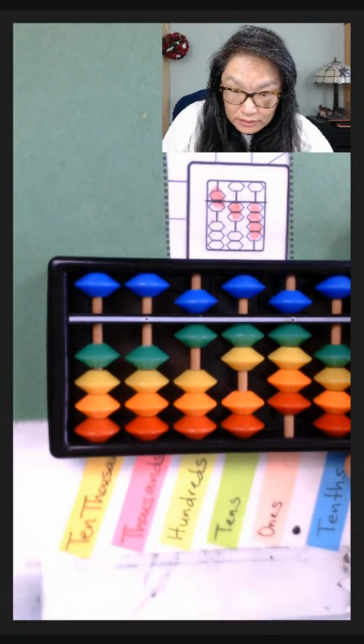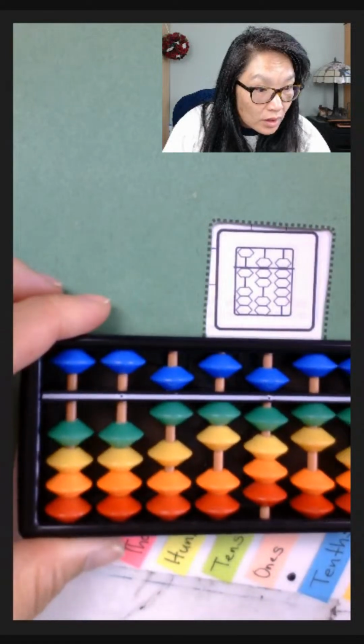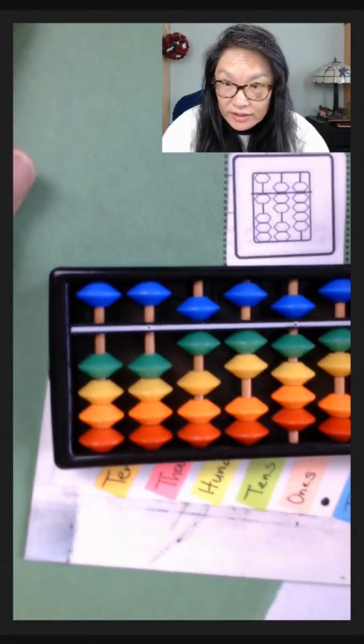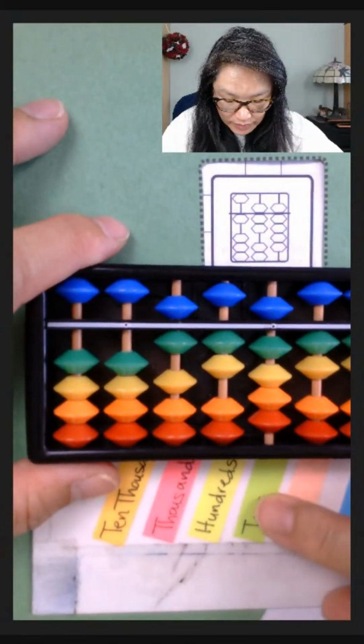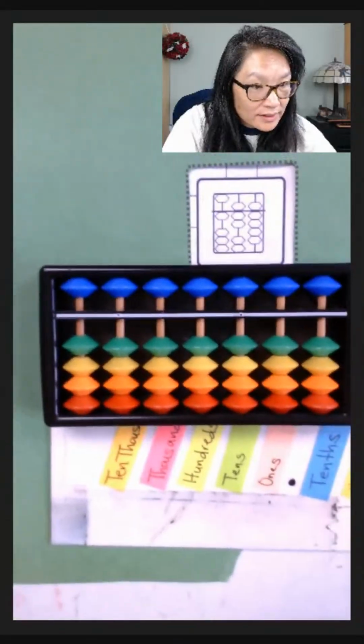Thank you, Eddie. Thank you for commenting. Does that make sense? Is this just to visualize the larger numbers? No, Candace. It does adding, subtracting, multiplication, and division. But for right now, because we're starting, I'd like to explain how to read the abacus. So, if that makes sense, Candace?